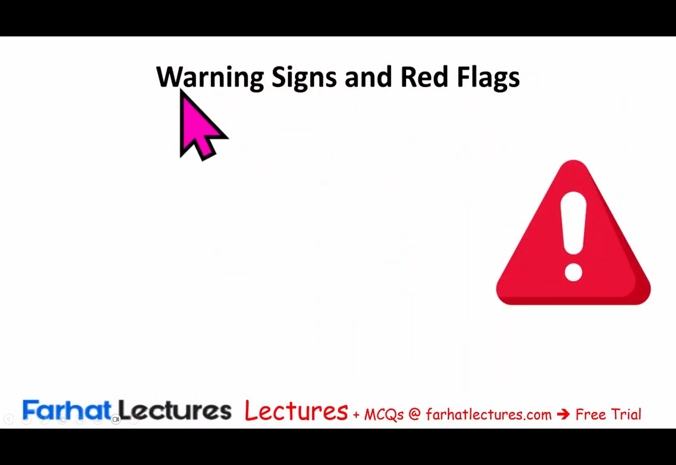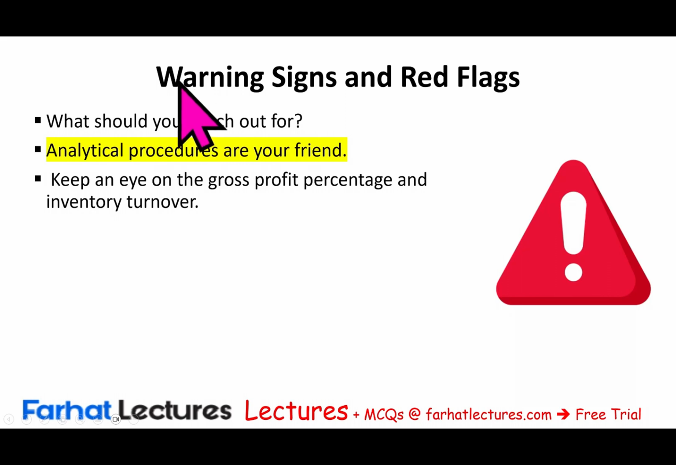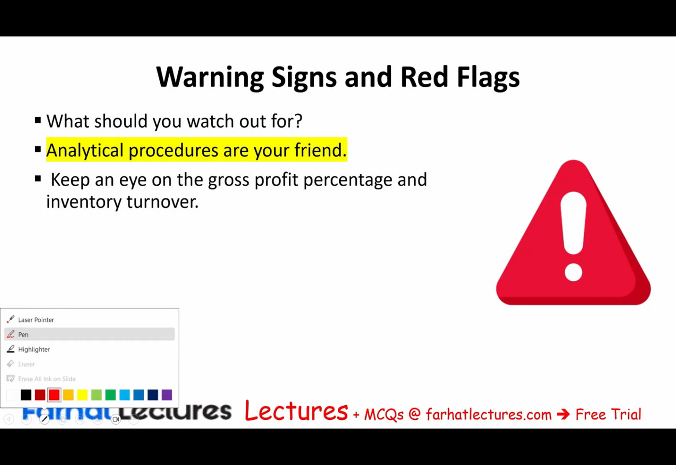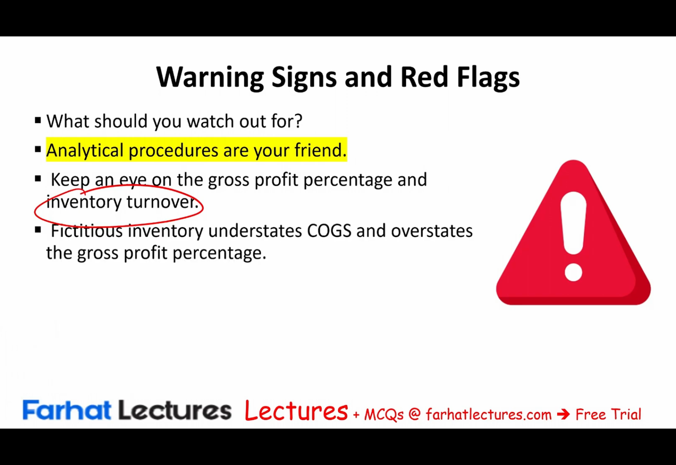So to wrap it up, what are some warning signs and red flags? You've got to look at analytical procedures related to inventory-related accounts, such as gross profit percentage. Gross profit percentage is important, but they were able to keep it the same, but they could not control their inventory turnover. Their inventory turnover was going down, and that did not make any sense. Fictitious inventory understates cost of goods sold and overstates gross profit.